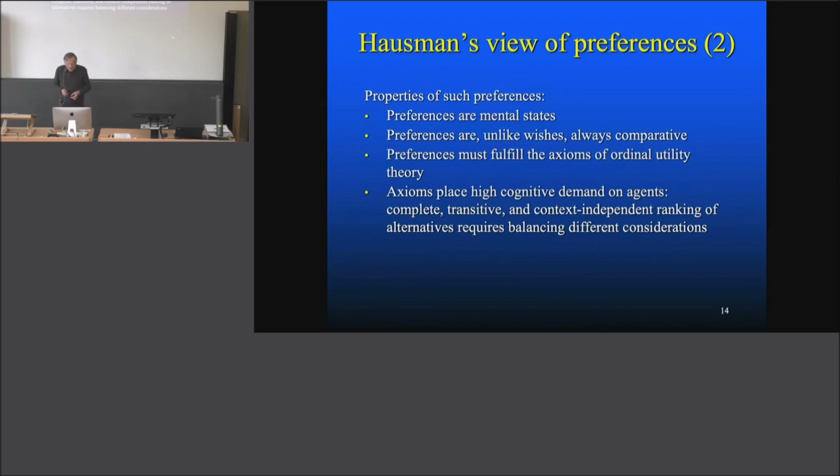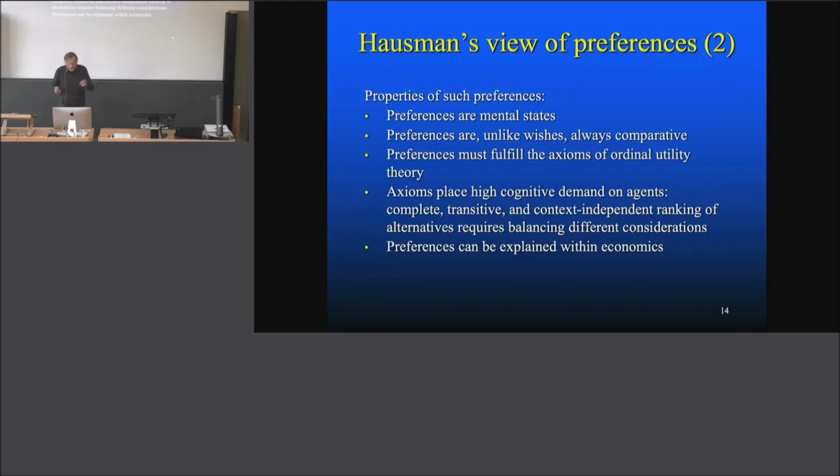The axioms place a high cognitive demand on the agents because they are complete, transitive, and context-independent rankings of alternatives. And they require balancing very different considerations. And this total evaluation means that everything that's relevant here must be taken into account. And whenever you have a somewhat complicated choice, then you know how complicated it is because you have an aggregation, right, of all the different aspects. And they have different weights and pull in different directions, and it's highly complicated. It's rather easy sometimes if you choose a piece of bread or a pretzel, then it may be easy, although some people take some time.